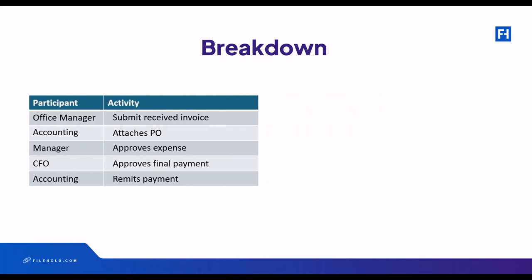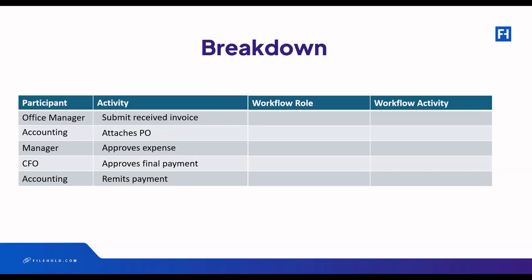Now, in FileHold terms, what that looks like is we have workflow roles that we're going to be associating with this. I introduced this in the last session, and here's where we're going to be applying them. So our office manager is going to be the initiator, and their workflow activity is none. They're not actually part of the workflow once they started it off. They started the process, and then they don't really have any further role with it.